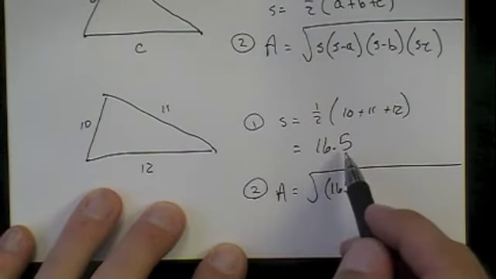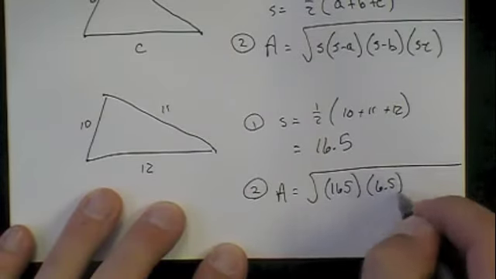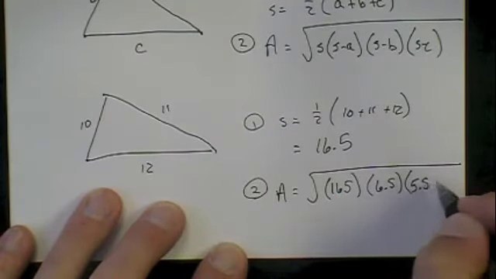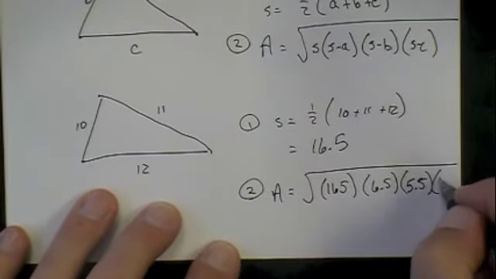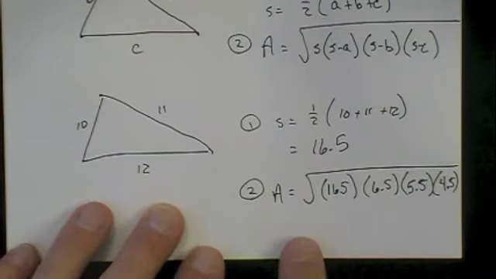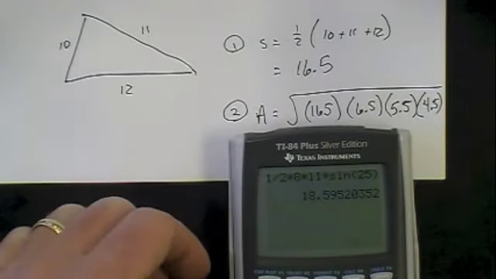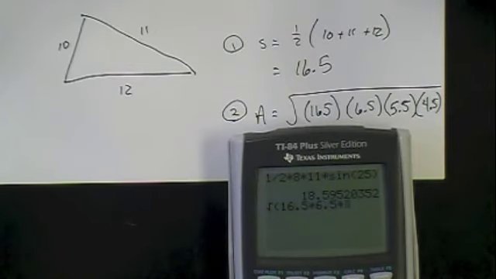times that value 16.5 minus 10. So that would give us 6.5. And then we also have 16.5 minus 11. That gives us 5.5. And we have 16.5 minus 12. That gives us 4.5. So then we're going to find the product there. So we're going to take the square root and we can plug that entire thing into the calculator. So square root of 16.5 times 6.5 times 5.5 times 4.5.